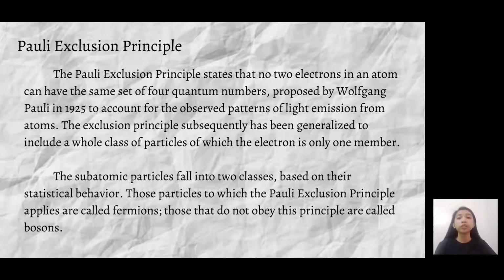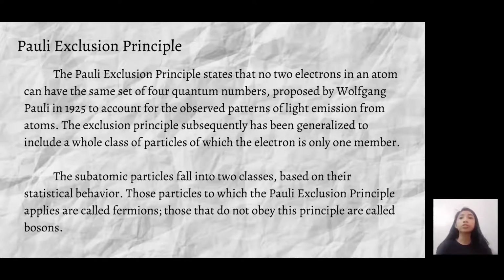The Pauli exclusion principle is used to determine the electron shell structure of atoms. It helps to predict which atoms will share electrons and participate in chemical bonds. The Pauli exclusion principle states that no two electrons in an atom can have the same set of four quantum numbers. This was proposed by Austrian physicist Wolfgang Pauli in 1925 to account for the observed patterns of light emission from atoms, and in 1940 he extended the principle to all fermions in the spin statistics theorem.